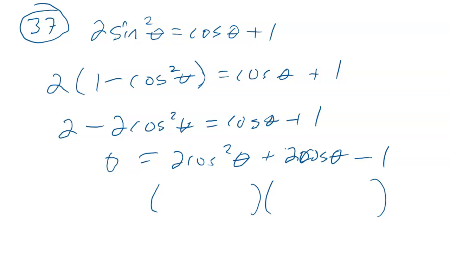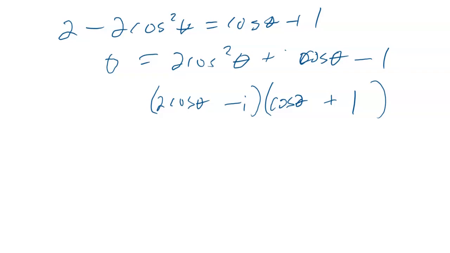Interesting. Oh, okay. No, duh. This should have been a cosine. There we go. That feels better. All right. So this should be 2 cosine theta. This has to be cosine theta. We want the middle term to be positive, so this has to be plus 1. This has to be a minus 1. We set this equal to 0, so we get cosine theta equals 1/2, or cosine theta is equal to -1.